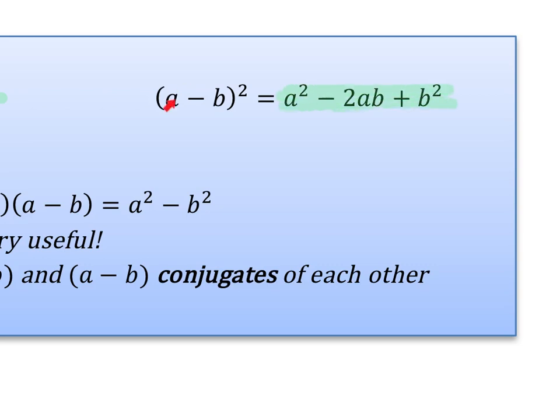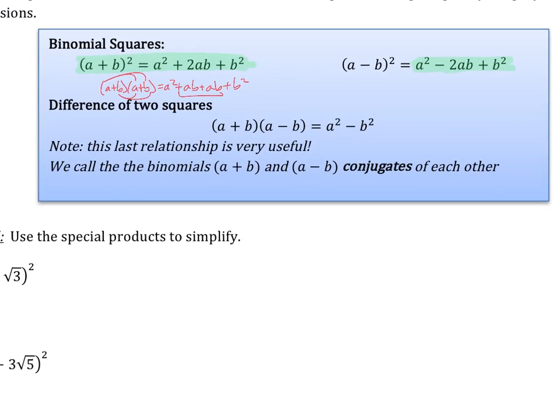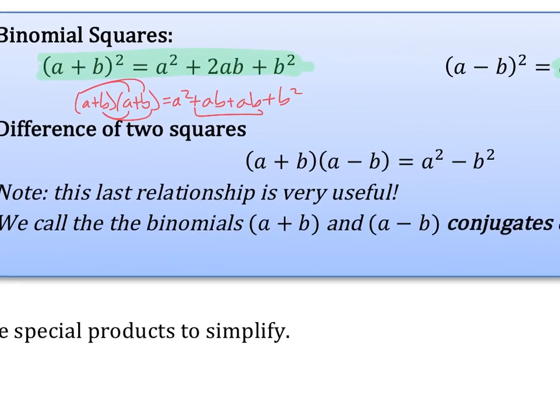a minus b squared is going to be a squared minus 2ab plus b squared. So that is a binomial squared. Again, remember this is a binomial, two things added in parentheses. A difference of two squares, this is another thing that you've probably seen before.